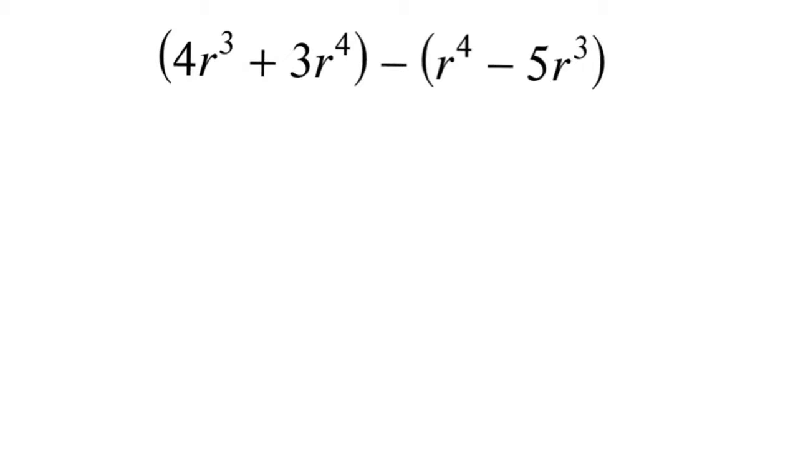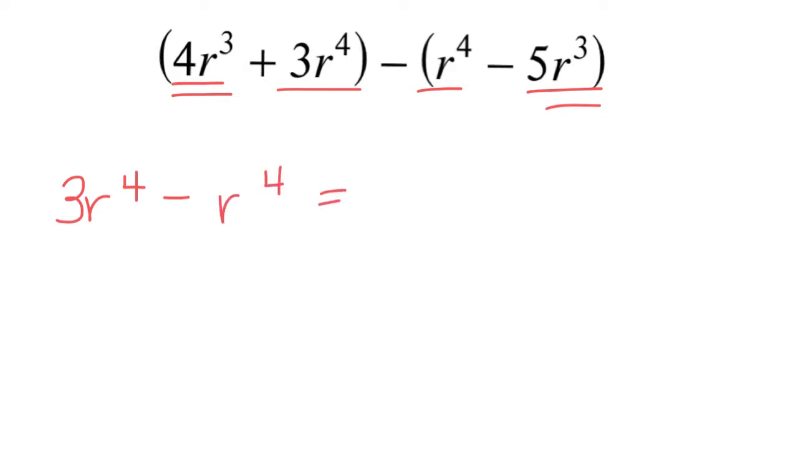If that's what you prefer, you can do that. And if that's not what you prefer to do, that's okay too. I'm going to look for my like terms, which is r to the fourth and r to the third. So for my r's, I have 3r to the fourth minus r to the fourth, which is 1. 3 minus 1 is 2r to the fourth.